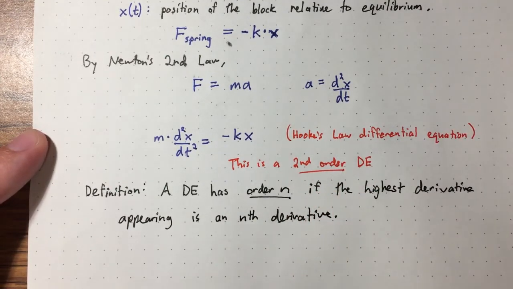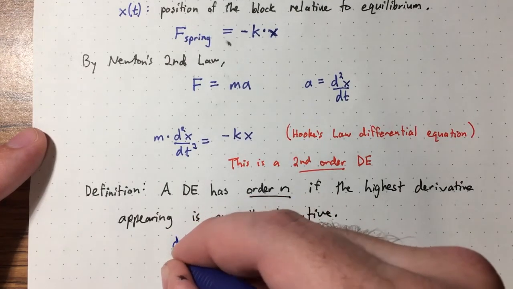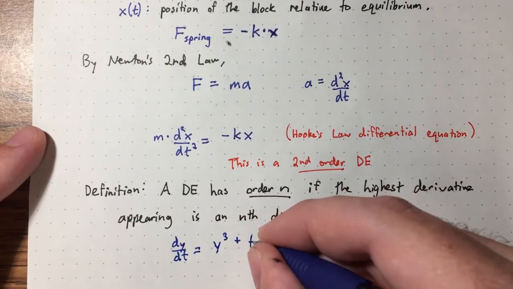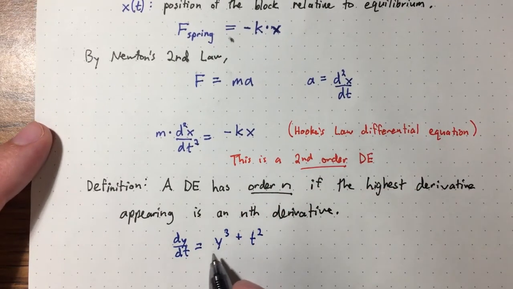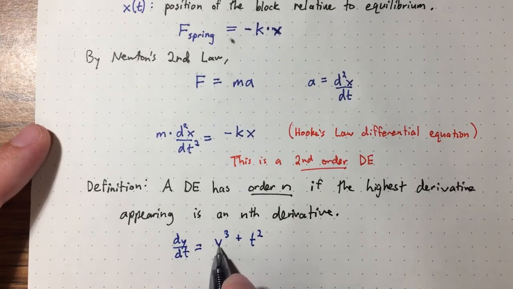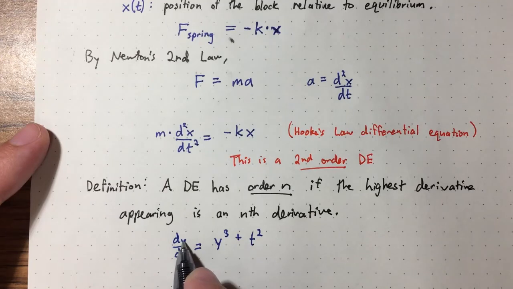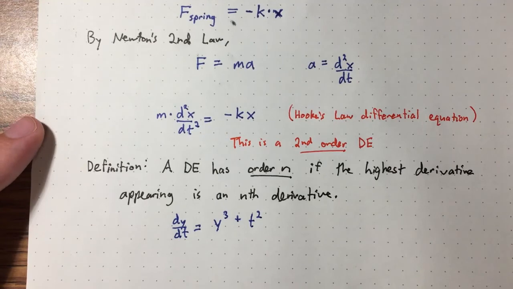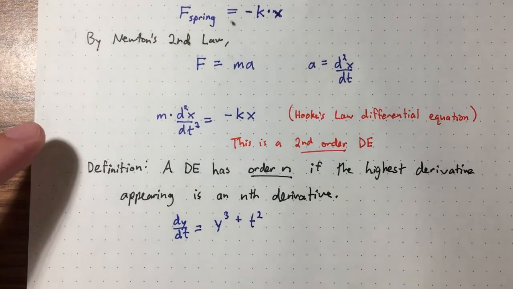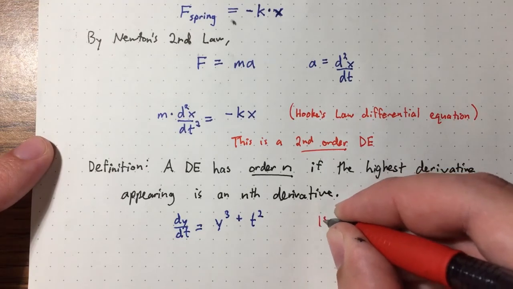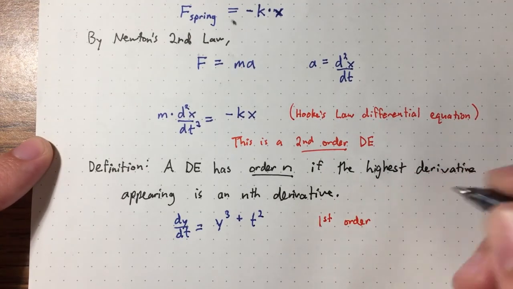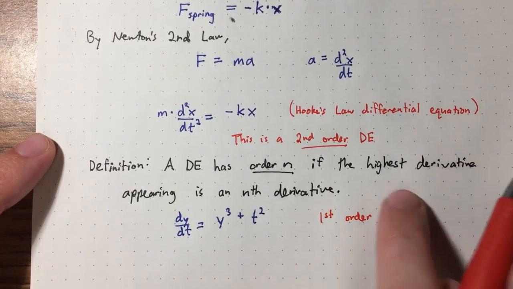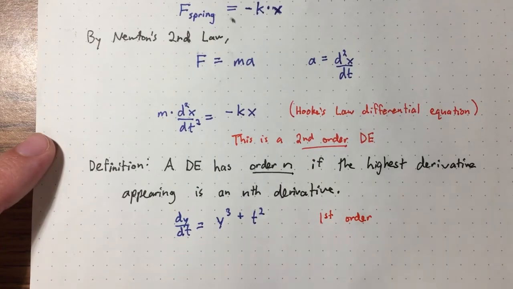Let's just quickly jot down a few examples. dy/dt equals y cubed plus t squared. Notice we have both the dependent variable y and the independent variable t appearing here. y is a function of t, so we're taking a derivative of y with respect to t. What is the order of this differential equation? If you said first order, then you're right. Hopefully you weren't fooled by the 2 or the 3 up there. The order is just the highest derivative that's appearing. Here we have a first derivative, so it's first order.